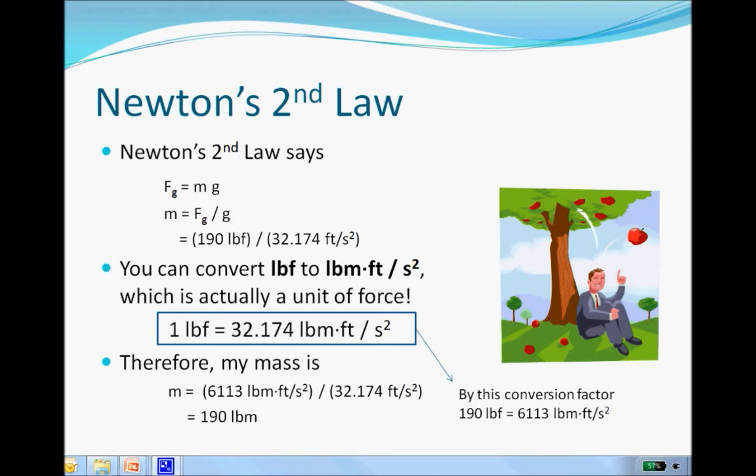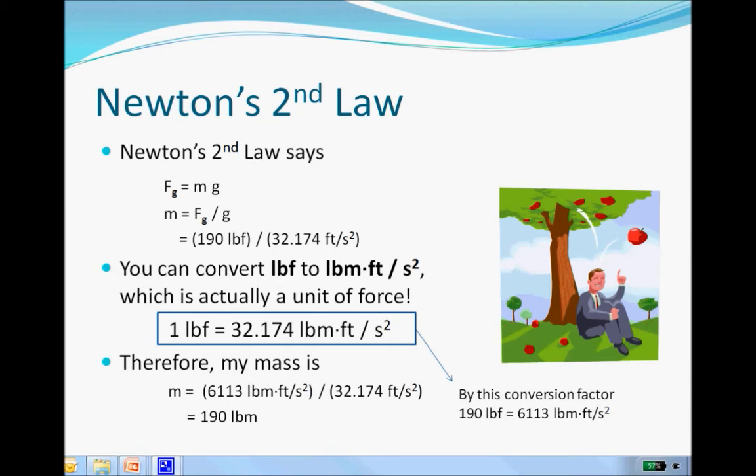In this case, I used the weight I measured as 190 pounds force. So divided by g, g equals 32.174 feet per second squared, which is standard acceleration due to gravity at sea level on Earth. But you can't do this calculation yet because the units aren't right. If you divide pounds force by feet per second squared, the result won't be in units anyone will understand. They will be in pounds force per foot per second squared. But we want the result to be in pounds mass because that's something that's easier to understand.